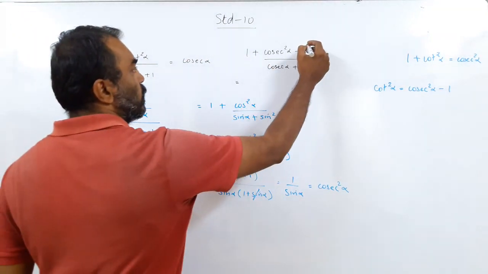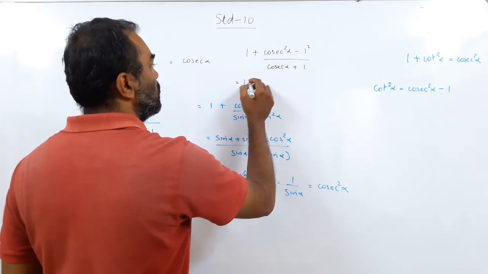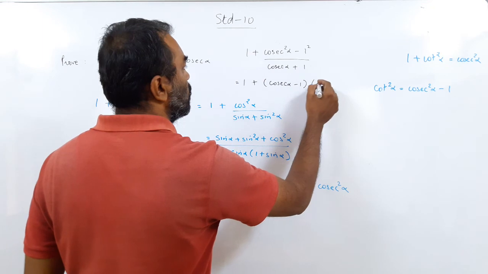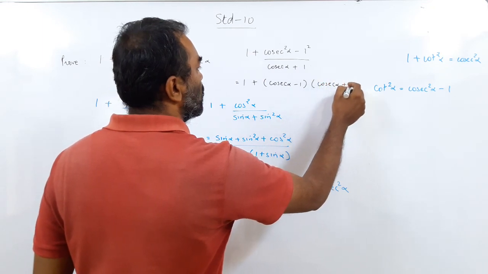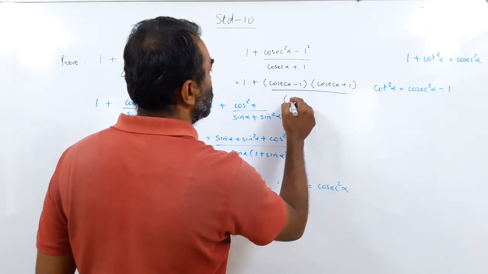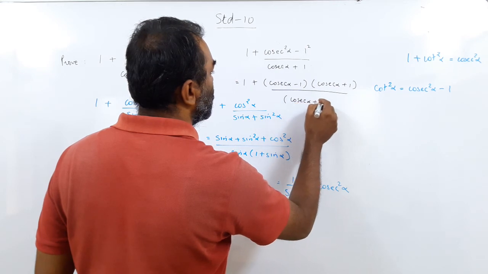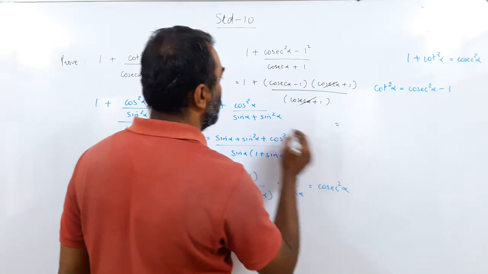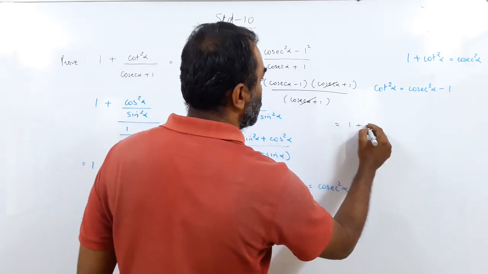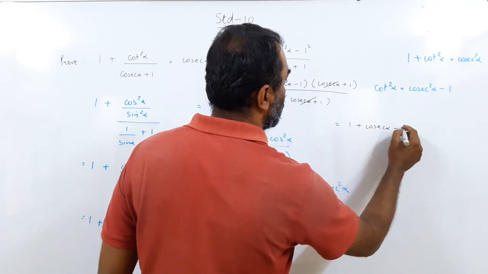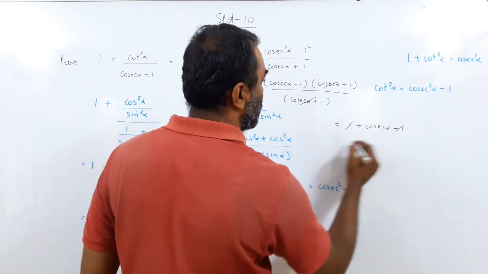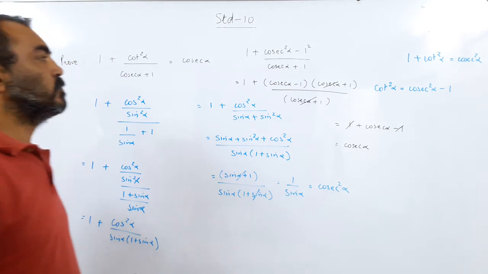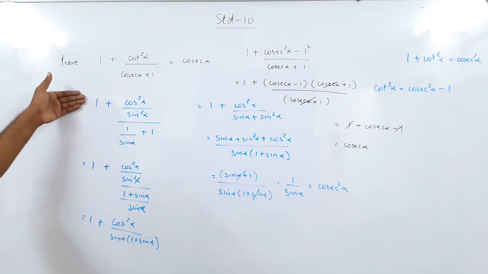Now I can write this as a square minus b square. So I can write this 1 plus cosec alpha minus 1 into cosec alpha plus 1 upon cosec alpha plus 1. So this gets cut. Over what remains? 1 plus cosec alpha minus 1. The plus 1 and the minus 1 get cut. What remains? Cosec alpha.